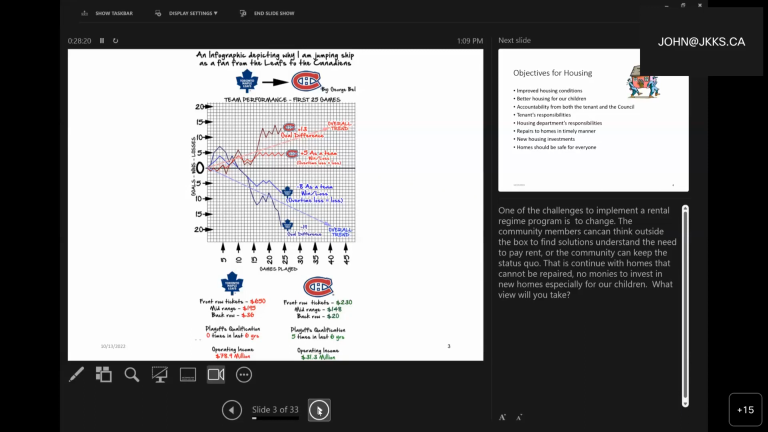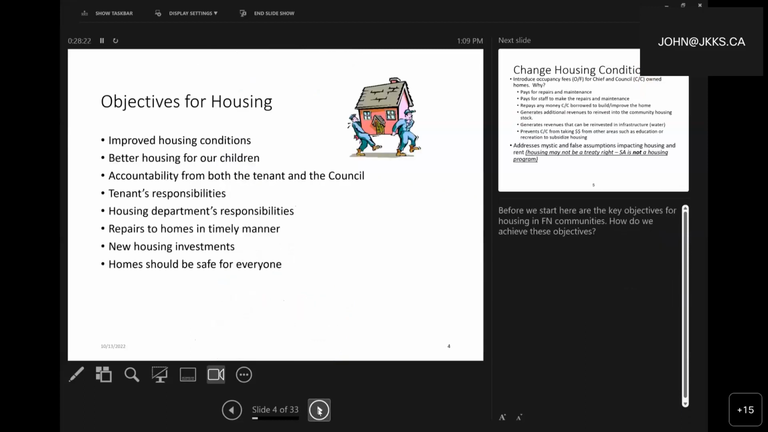And when we go into rental regimes, it's the information that we also need to take, similar to this Leaf fan, to understand how we change rent. So one of the ways from a change management perspective is asking what data and information is available to show we need to make that change.